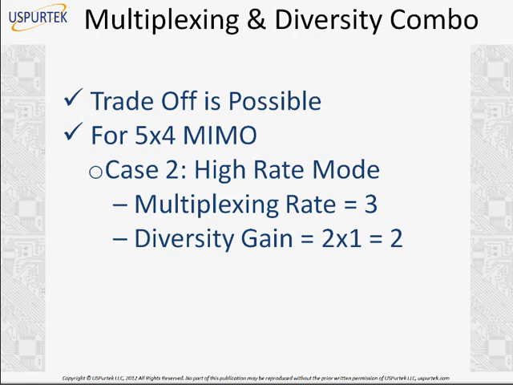So this way the trade-off is possible. Based on the application, the type of application where we are deploying the MIMO system, we can adjust our throughput and diversity gain. But there is a compromise. A compromise has to be made.